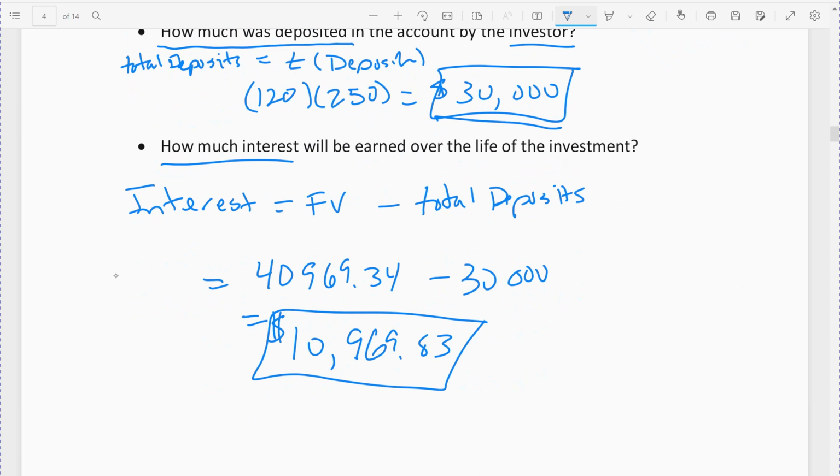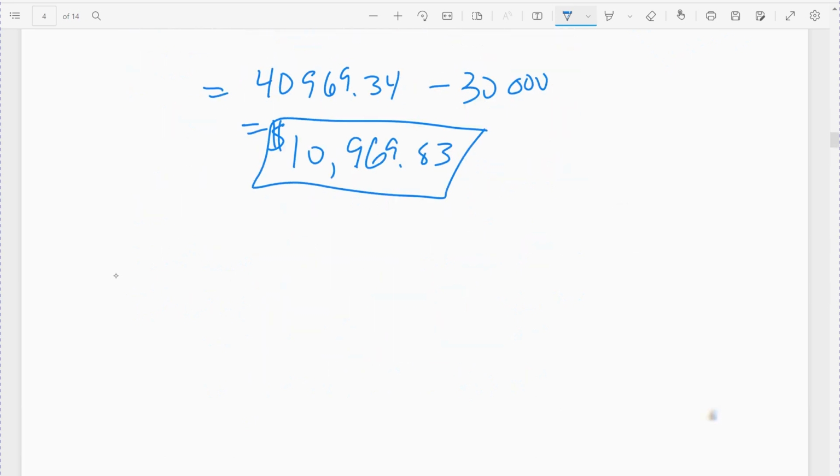So again, that's the reason why you invest, not only to save money, but to make money on your money. And so over the 10 years, they were able to make an additional almost $11,000, which is no small chunk of change. All right, let's do the second example.